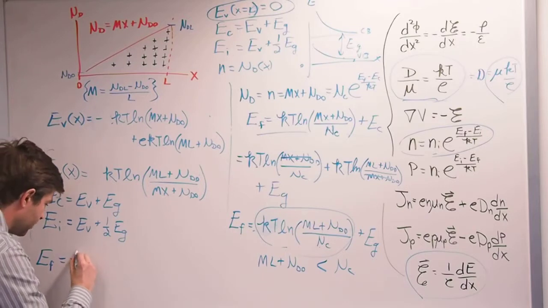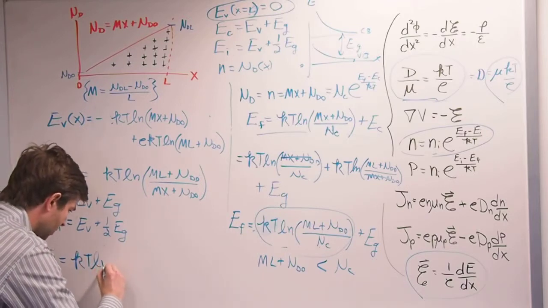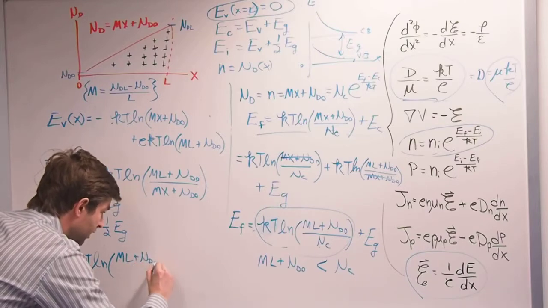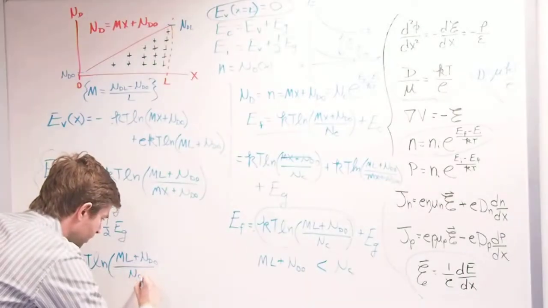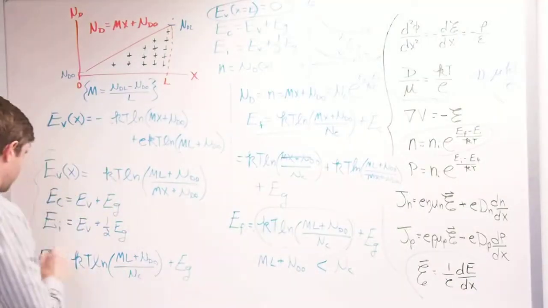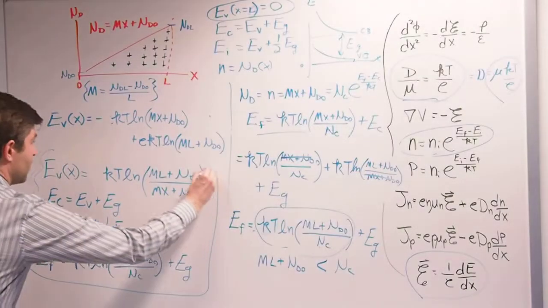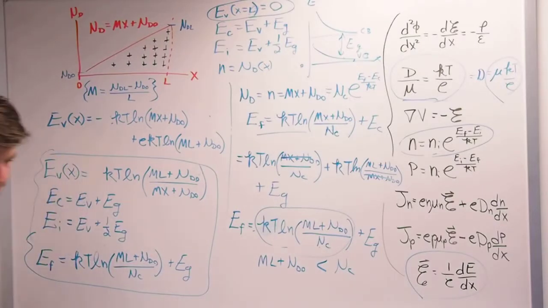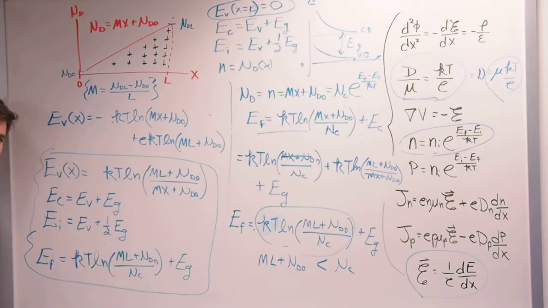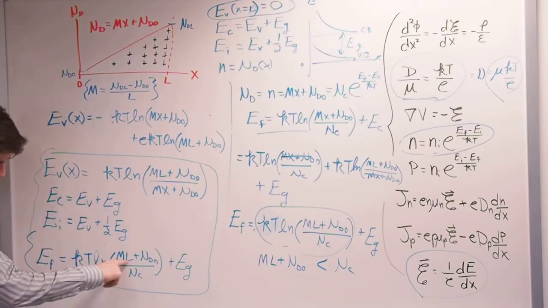EF is equal to kT natural log of (ML plus ND naught over NC) plus EG. All right, and these are our derived equations. So this works for any linearly doped non-uniform semiconductor. These equations will hold, given that it has some equation like this.